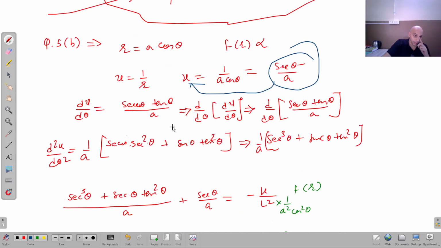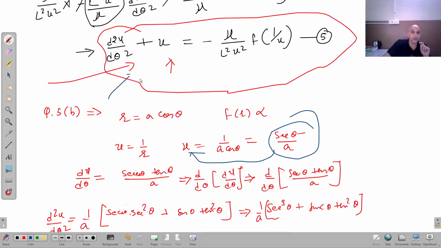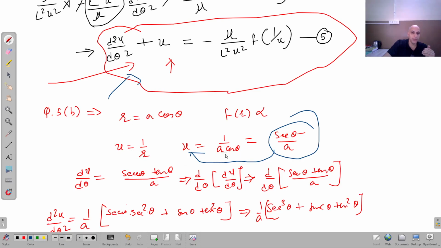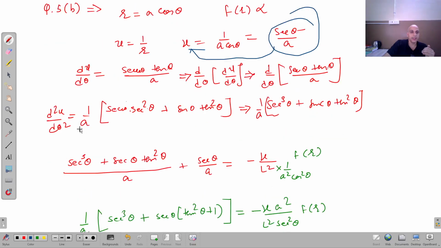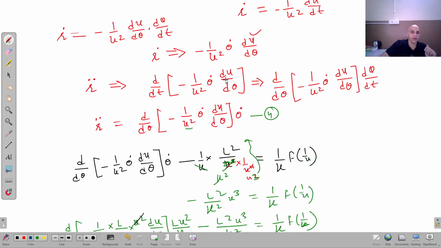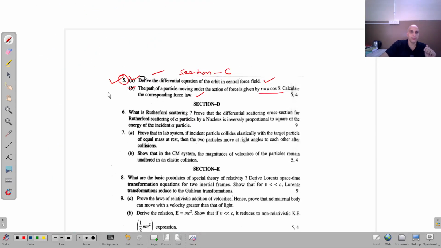So you can see here we started from this equation. First of all, we have to remember this equation, the derivation of this equation. Then by R is equal to a cos theta, we took 1 upon R, that is u, du upon d theta, then d square u upon d theta square, put all these values in this equation, then simplified, and finally got the answer: f r is directly proportional to 1 upon R power 5. So this is the answer to part B of question number 5, section C.